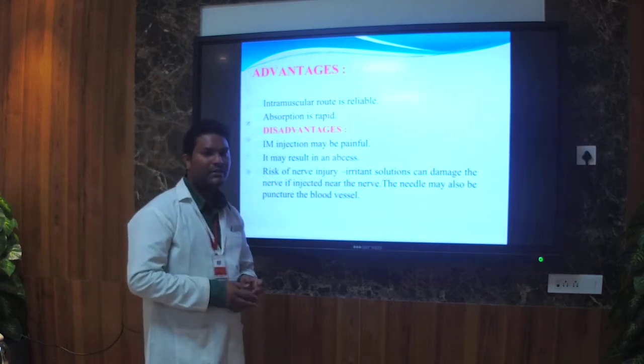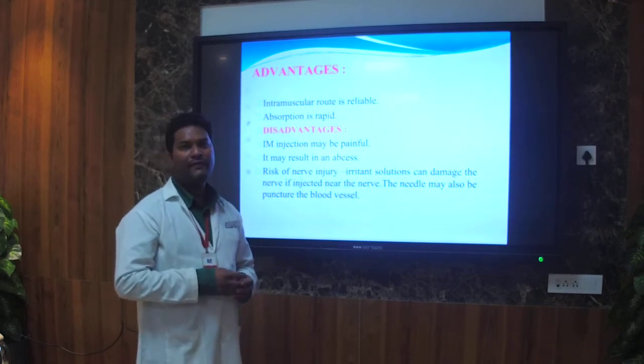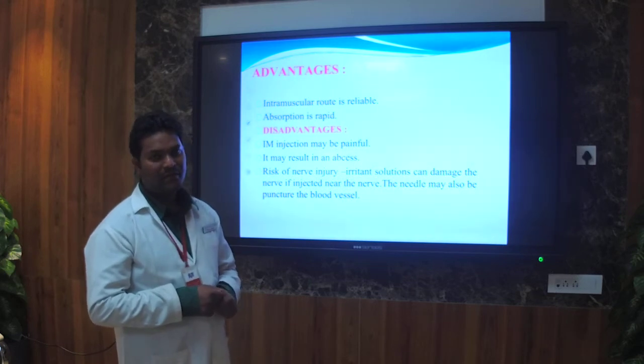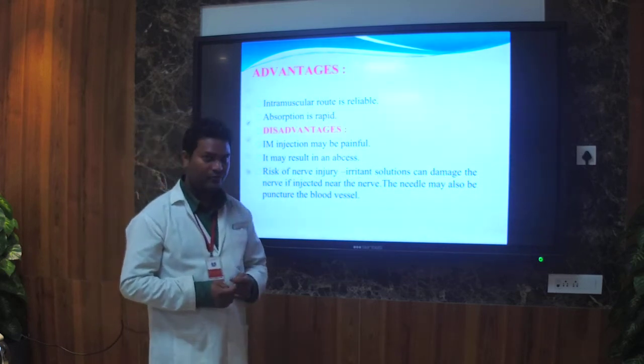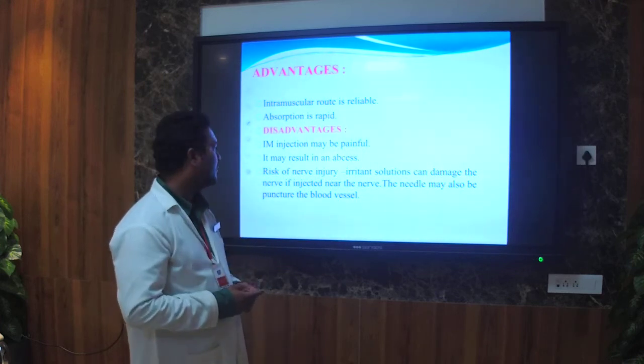Most of the time when we inject into the intramuscular route, we have to aspirate, so we have to see whether blood comes out or not. If a blood vessel is hit, we avoid giving the injection at that particular point.